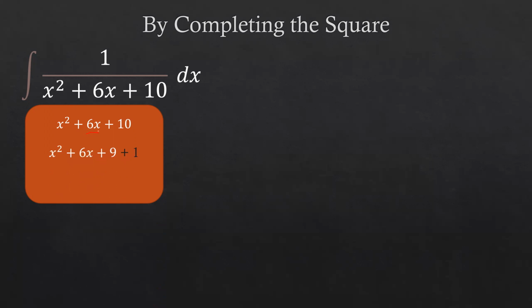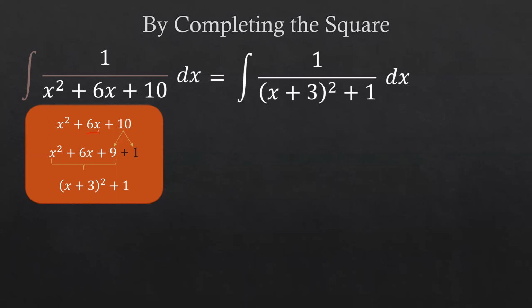So then you wish to have x squared plus 6x plus 9. So this 10 is going to be split into 9 plus 1. Therefore, x squared plus 6x plus 10 is going to equal (x plus 3) squared plus 1. So your integral will be 1 over (x plus 3) squared plus 1 dx.